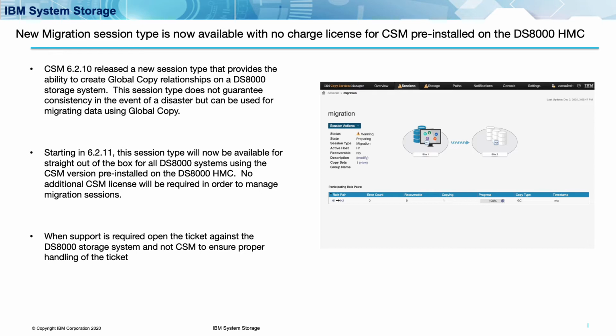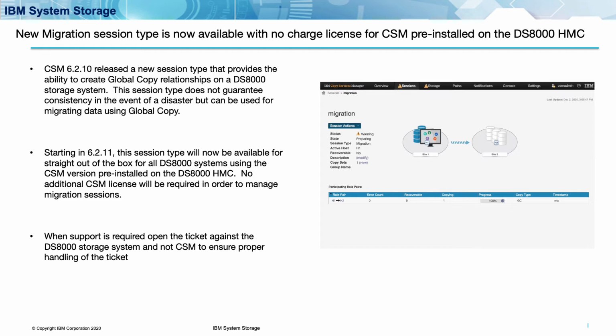And previously in 6.2.10, that was only available on a fully licensed version of CSM. Well, in 6.2.11, we are making that free of charge. So it's now part of the no charge license, which is enabled already on any CSM DS8000 HMC installation. So on all 8.1 and above DS8000s, CSM is pre-installed on the HMC, and so all those CSM instances can now use and manage the migration session type with CSM. You do not need to purchase another license. You don't need to do anything special. It's available. You should be able to use it out of the box.